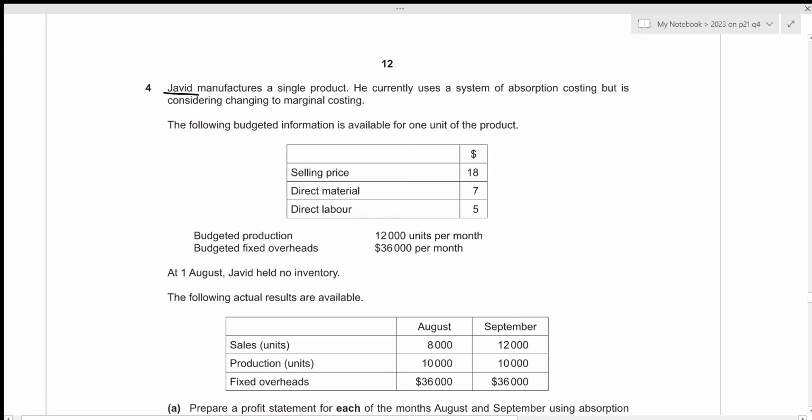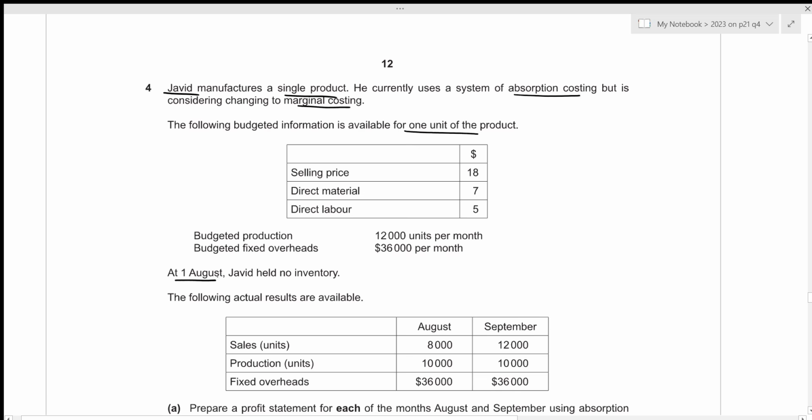Javed manufactures a single product. He currently uses a system of absorption costing but is considering changing to marginal costing. The following budget information is available for 1 unit of the product. We have the selling price per unit, direct material per unit, as well as the direct labor per unit. Then we have our budgeted production, which is 12,000 units per month. And we have the budgeted fixed overheads, which is of 36,000 per month.